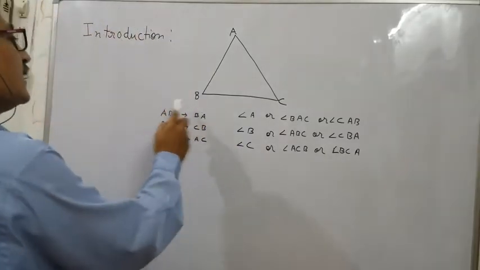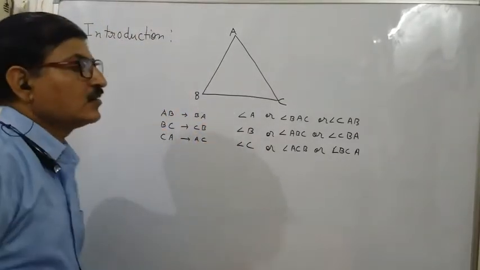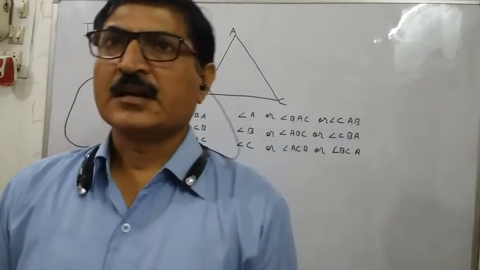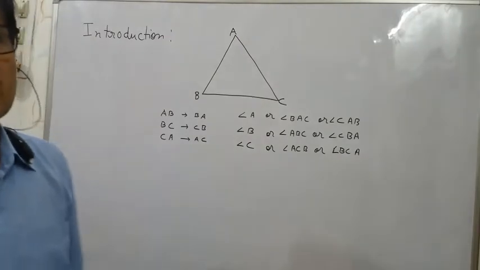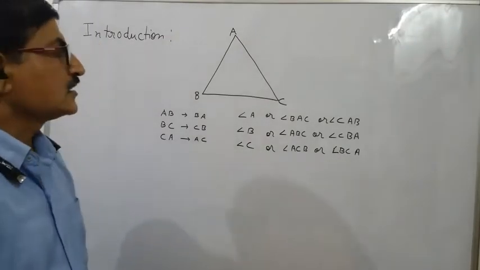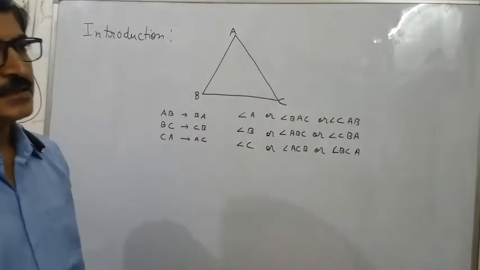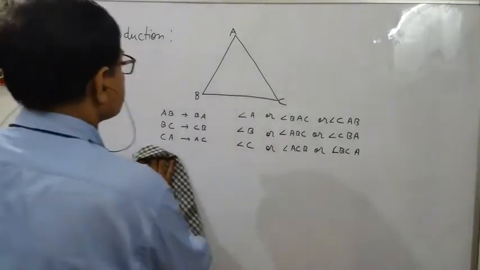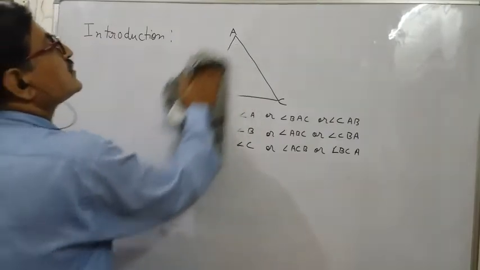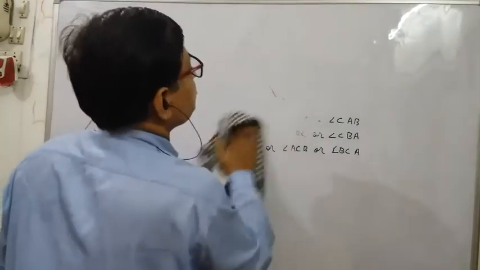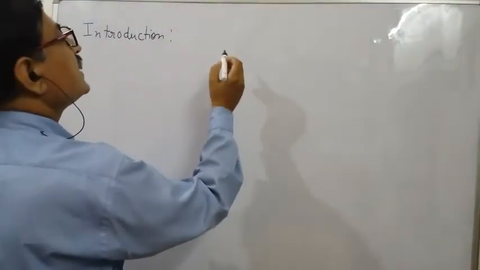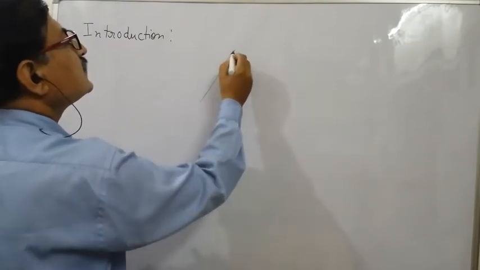These three angles and these three sides are called the six elements of the triangle. Okay. Six elements of the triangle are what? Three angles and three sides. On the basis of the three sides, three types of triangles we can draw. That is, on the basis of sides, like the scalene triangle.